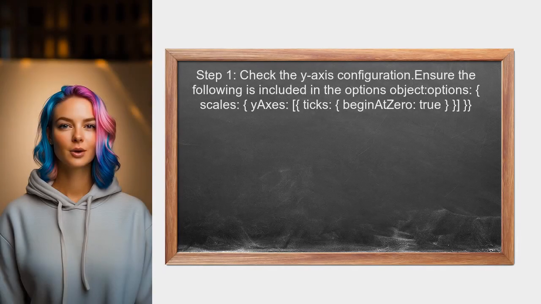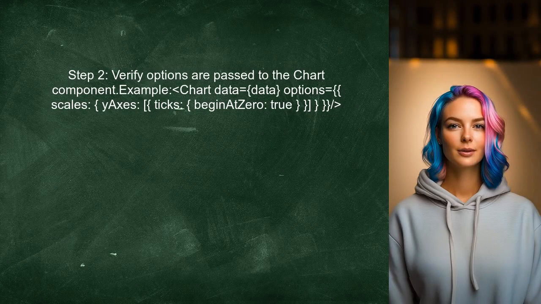To ensure the chart starts at zero, the user should first check the configuration of the y-axis in the options object. This is where the settings for the y-axis are defined. Next, the user should verify that the options object is correctly passed to the chart component. This is crucial for the settings to take effect.